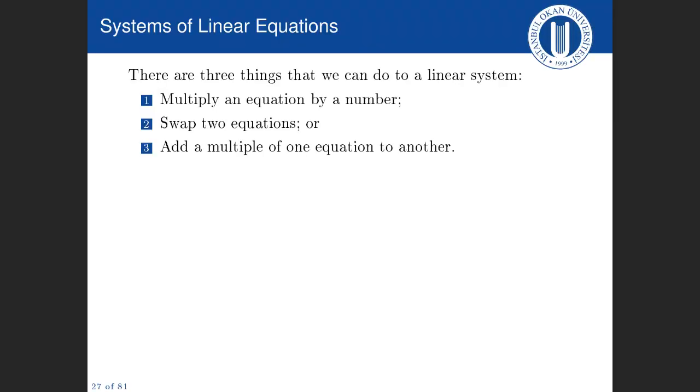Okay, so how could we solve a linear system? Well, there's 3 things that we can do to help us solve it. We could multiply an equation by a number, or we could swap the positions of 2 equations, or we could add a multiple of 1 equation to another equation. We can do these and we don't change the solutions or the solution set of the linear system, but we could make it easier to find the solutions.